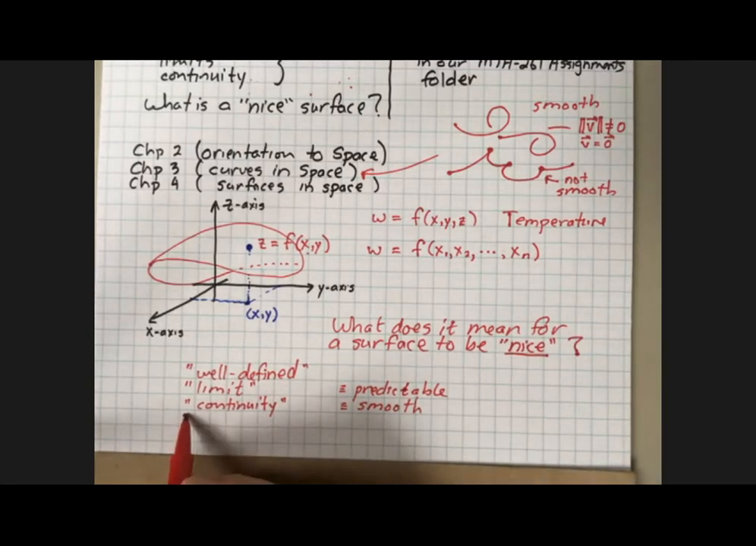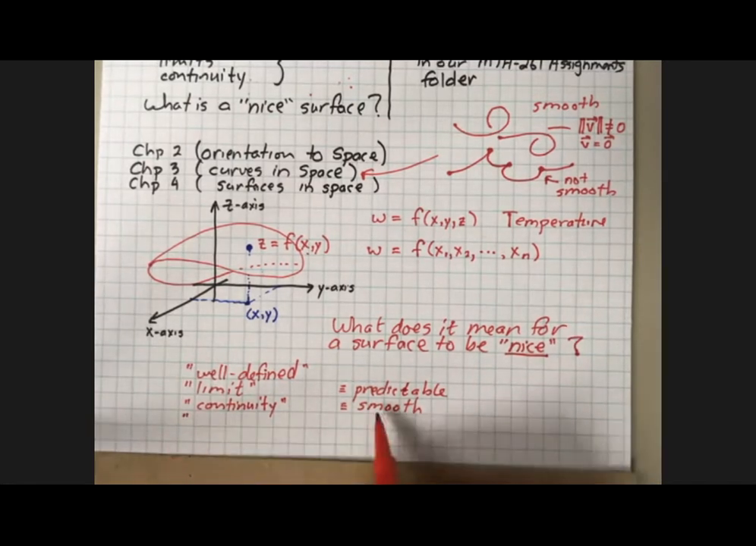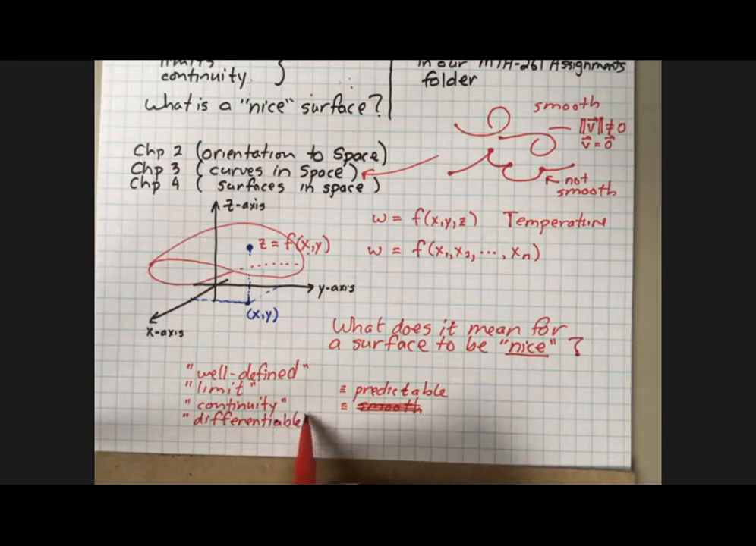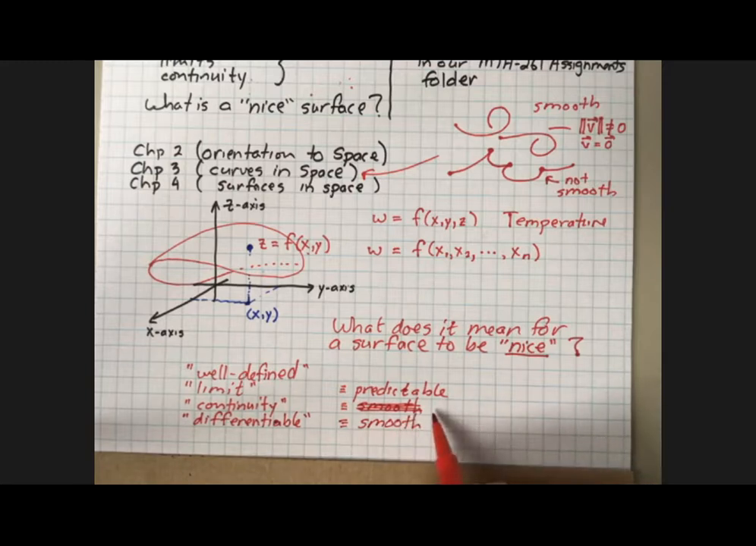We used this word. Smooth was reserved for the next word, differentiable. I'm getting ahead of myself. Differentiable was smooth. Continuity, we said casually in English, often as there are no breaks in the function. I'm going to illustrate each of these.